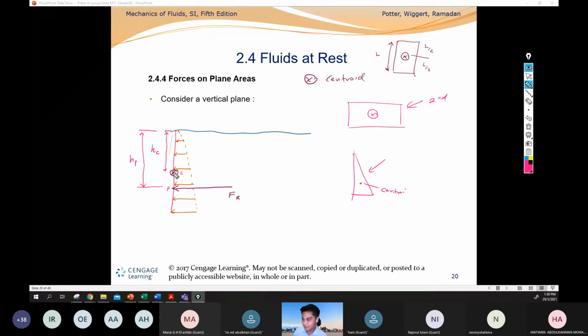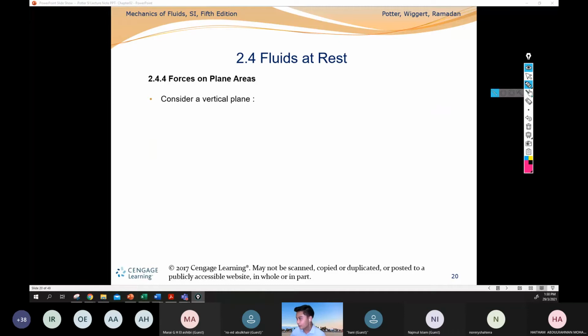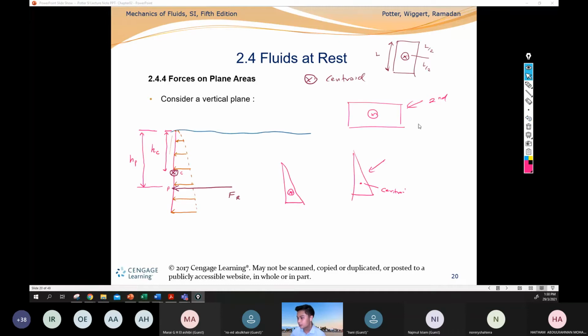Okay, do you understand, Najmul? Yeah, I got the point. So we are not referring to the prism area. If we refer to the prism, yes, that is mathematically correct. But now I refer to this as the area of the plane surface. So from here you know already the vertical plane where the resultant force is acting on.